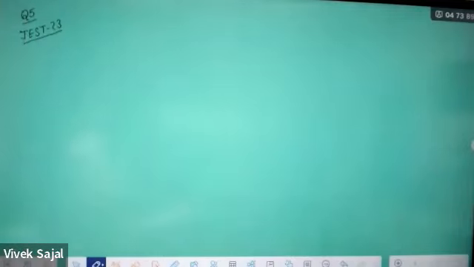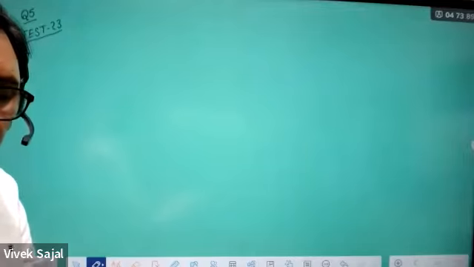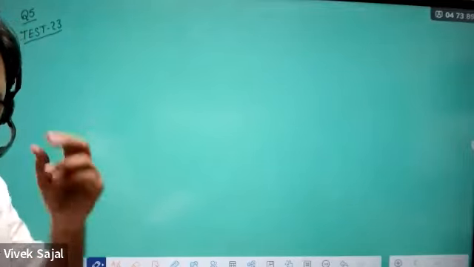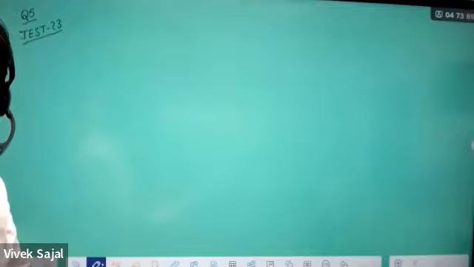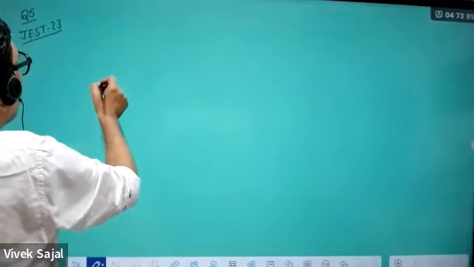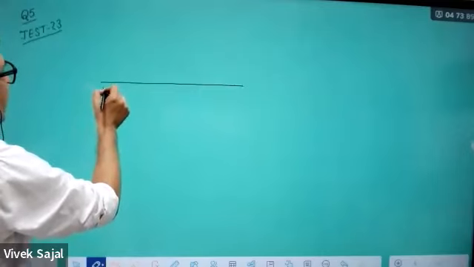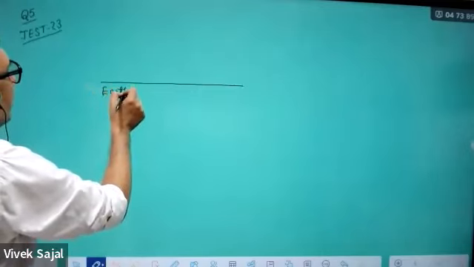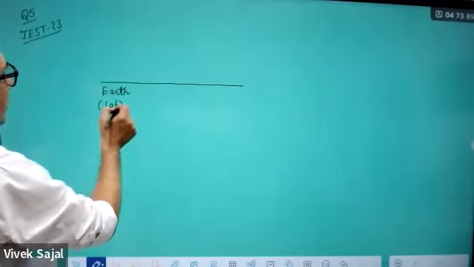So basically, what they are saying: a beam of light is propagating through a block of glass with refractive index n. The block is moving with a constant velocity v in the direction opposite to the beam. So this is the situation. Try to understand. This is Earth, or you can say lab frame, whatever you want to say.